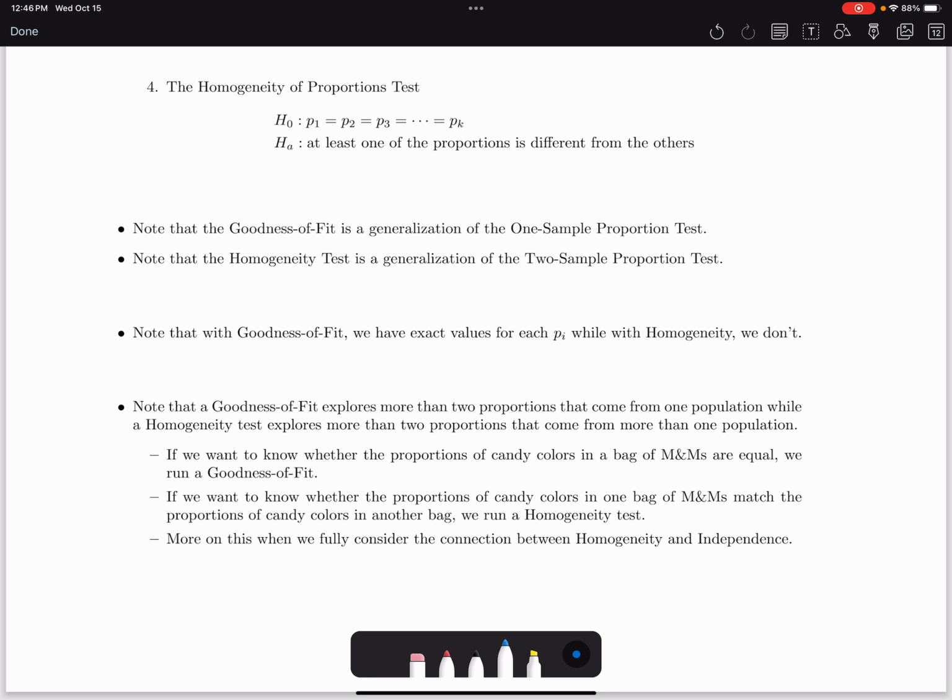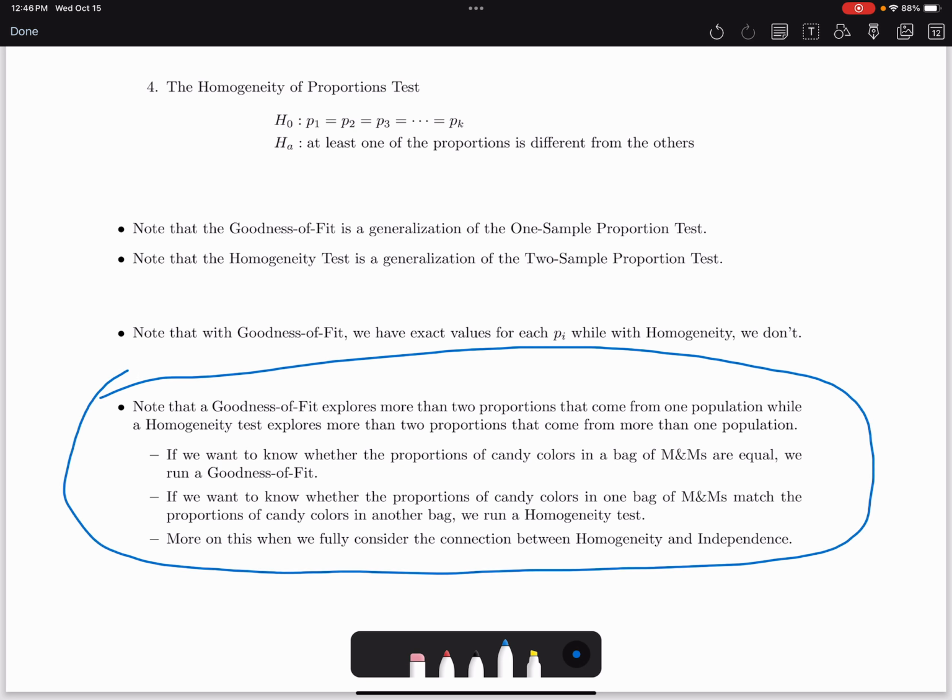Okay, this last bullet point down here. This might cause you to scratch your head a little bit for now, but again, it's something we'll come back to in Unit 4 when we talk about independence. But the idea is that the reason for the goodness of fit is to explore more than two proportions that come from one population, okay? Whereas the reason for the homogeneity test is to explore more than two proportions that come from more than one population, okay? So for goodness of fit, the values come from one population. For a homogeneity test, the values come from more than one population.